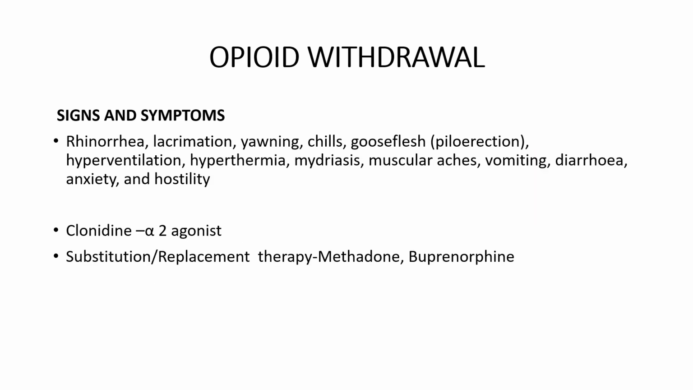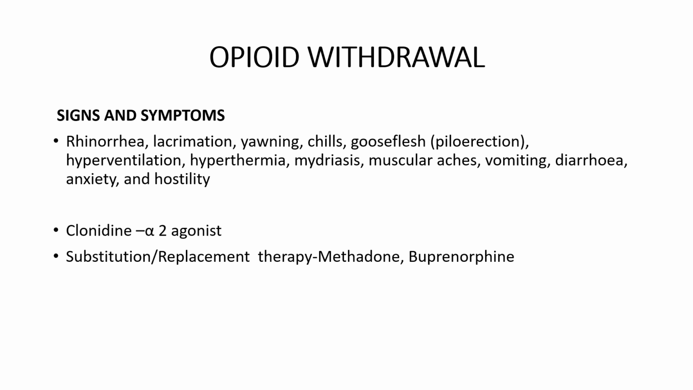And the next important thing is opioid withdrawal. Chronic opioid use produces physical dependence. So, when it is stopped abruptly, it produces withdrawal symptoms. The withdrawal signs and symptoms will be rhinorrhea, lacrimation, yawning, chills, piloerection, hyperventilation, hypothermia, mydriasis, muscular aches, vomiting, diarrhea, anxiety, and hostility.